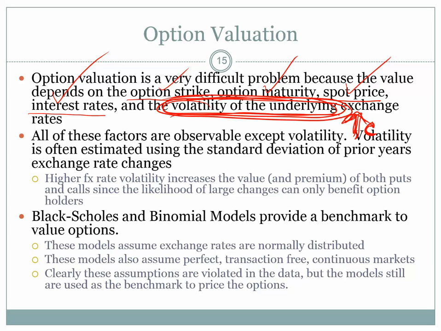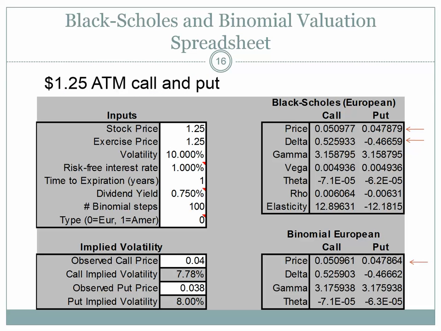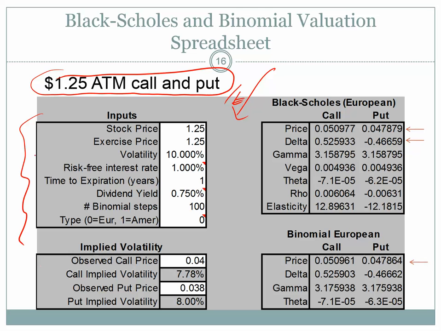Now, the standard model to value an option is Black-Scholes. If you double click on this spreadsheet, if you've downloaded it, you'll see there's an Excel worksheet inside here. And here are the inputs I would use for Black-Scholes. Say we're trying to value a 125 strike at-the-money call and put on the euro. This is basically a stock option valuation model, but I'm going to trick it to work with currencies.